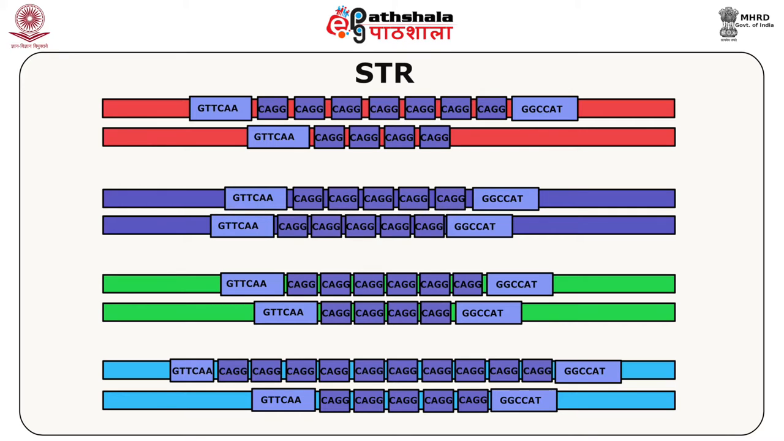In this diagram, here we see 1, 2, 3, 4, 5, 6 and 7 in the upper strand of this DNA.